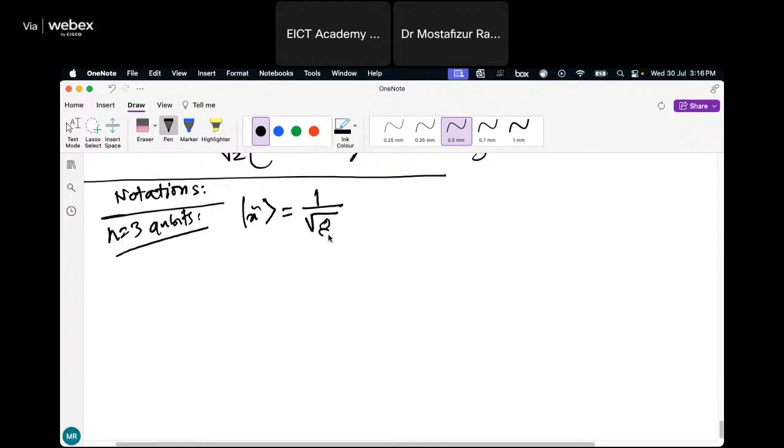If you have 3 qubits, by definition x tilde is 1 upon square root 8, the summation of y equals 0 to 7, of e to the power 2 pi i x y by 2 to the power 3, ket y. Sometimes, with n equals 3, you are computing for, say, ket 4, so y equals 4, right? Then ket y equals ket 4.